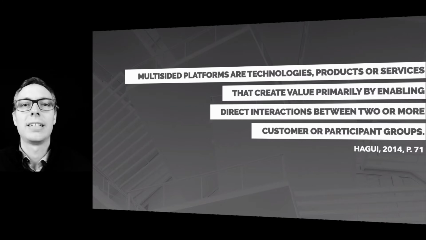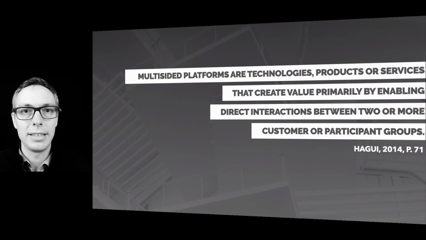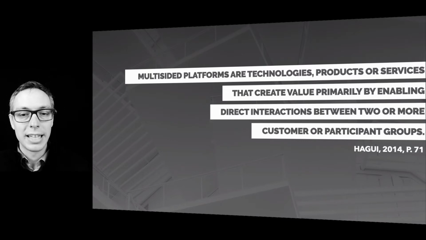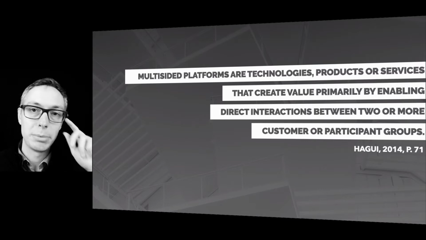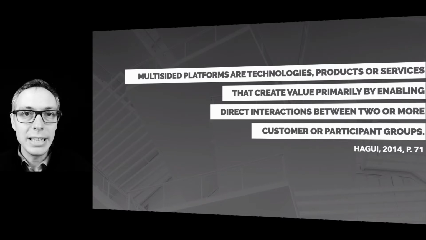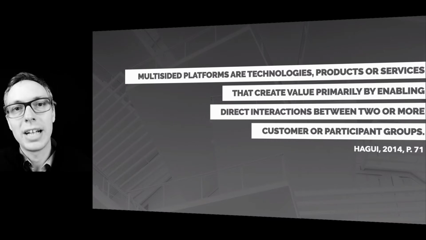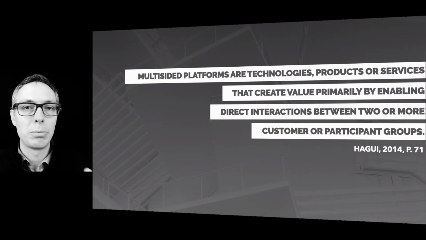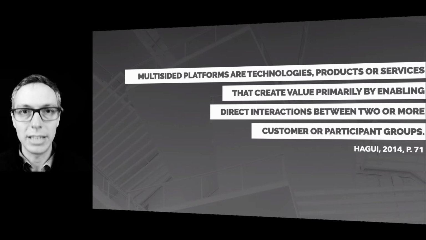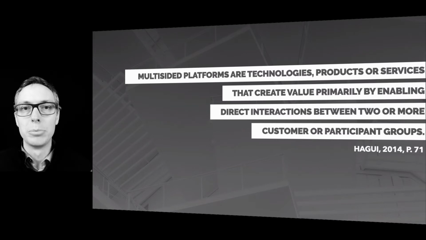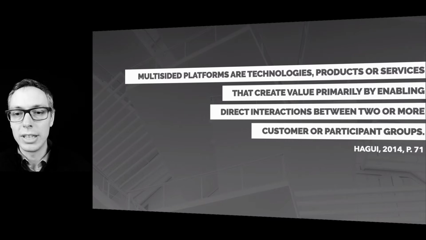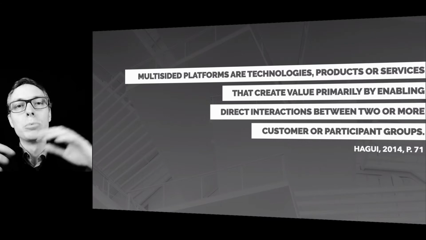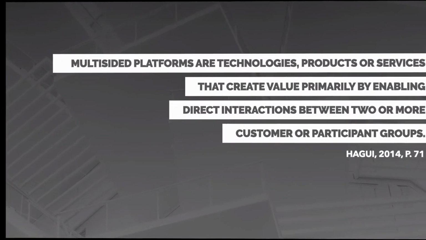We see this multi-sided platform, and this multi-sided aspect is detailed a little further in this citation: two or more customer or participant groups. So platforms enable different types of customers, a term I will refer to again a little later, or different customer or participant groups to interact directly. Keep this in mind: multi-sided platforms are actually more than just a buyer and a seller, for example. Around the platform, there are multiple types of customers.